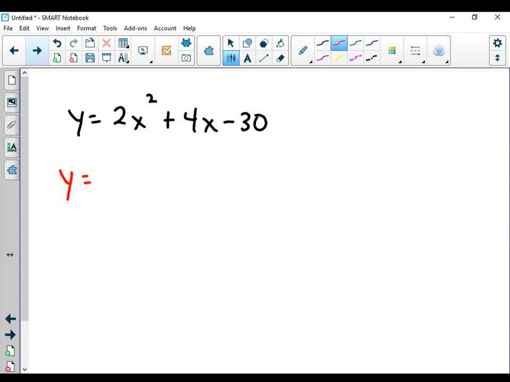Well, do all those terms have anything in common? Because I always want to start with that. Yeah, it's got a 2. So I'm going to pull a 2 out. When I do that, I'm going to be left with this. So still not graphing form, but at least I have some parentheses in there. Can I keep going? Can I factor the x squared plus 2x minus 15? Can I multiply to get negative 15 and add to get 2?